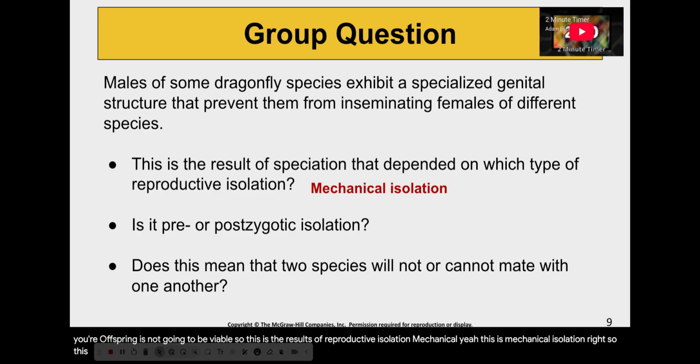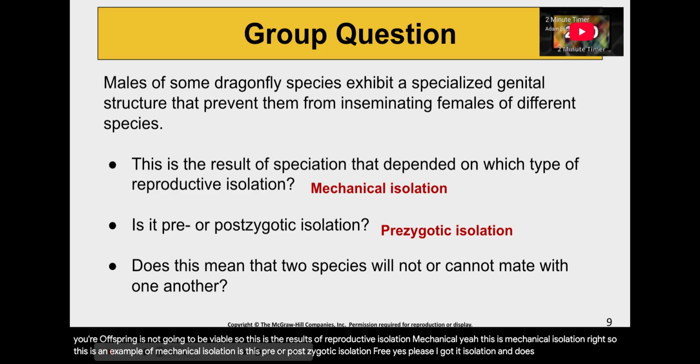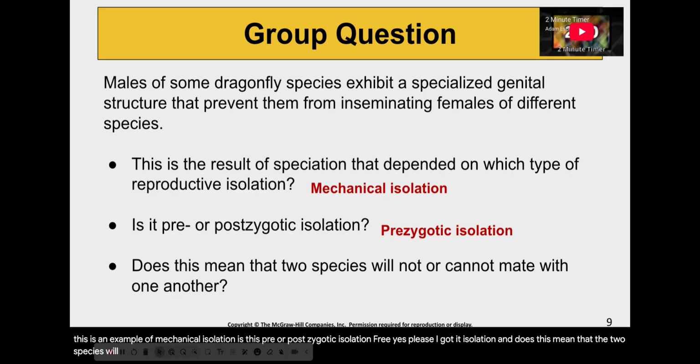Yeah, this is mechanical isolation. All right, so this is an example of mechanical isolation. Is this pre or post zygotic isolation? Yes, pre-zygotic isolation. And does this mean that the two species will not or cannot mate with one another? Cannot. They physically cannot mate. All right. Any questions so far?